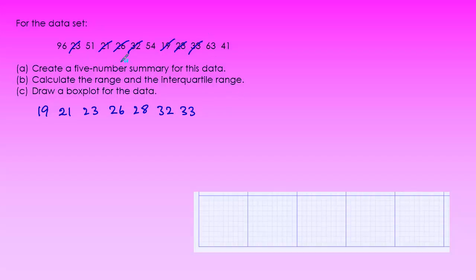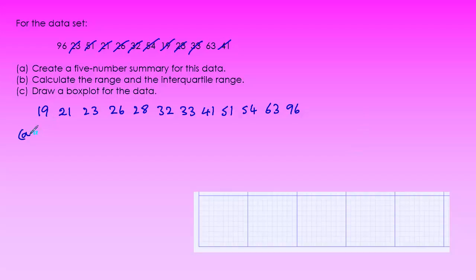What do we have next? Looks like the 41. Then we've got a 51 and a 54. And 63 followed by 96. Just check. 1, 2, 3, 4, 5, 6, 7, 8, 9, 10, 11, 12. So it seems that we have all of the data.